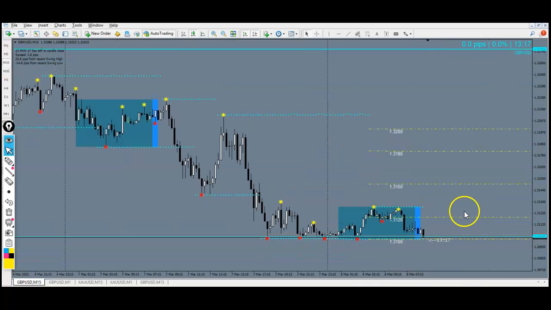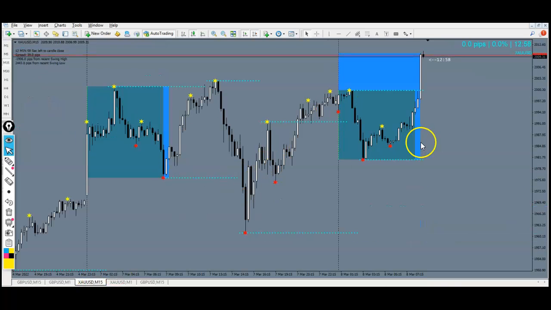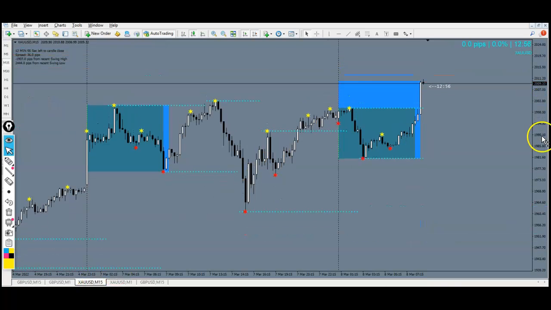Okay, so we see price is really pushing down. So let's see if we get a close below and possibly look for continuation to go down. So yeah, that's what we'll be looking for. I want to introduce the gold pair as well. I'll be trading that.